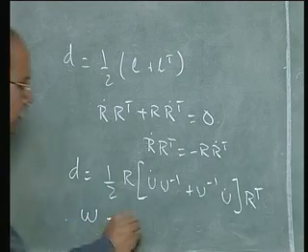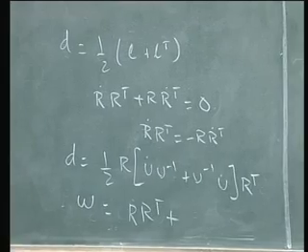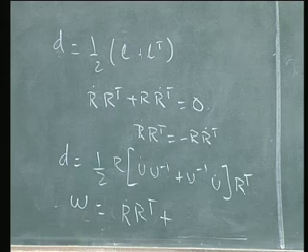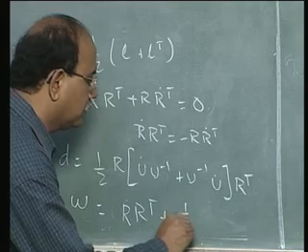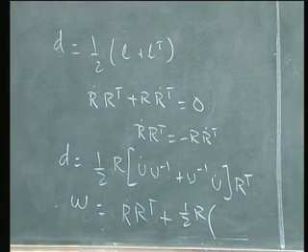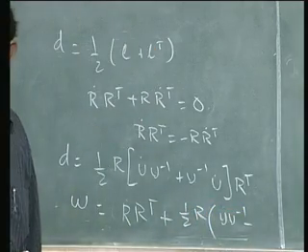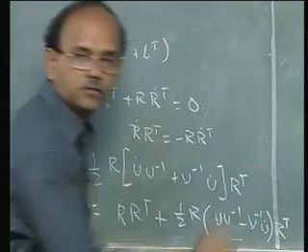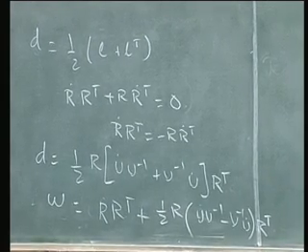First term, if you want, I will write down r dot r transpose plus, that's the first term which you would get. That term went off because of this when I took the symmetric and antisymmetric case. R dot r transpose plus half of r, u dot u inverse minus u inverse u dot, very good, r transpose. Right, that's all, very simple substitution.